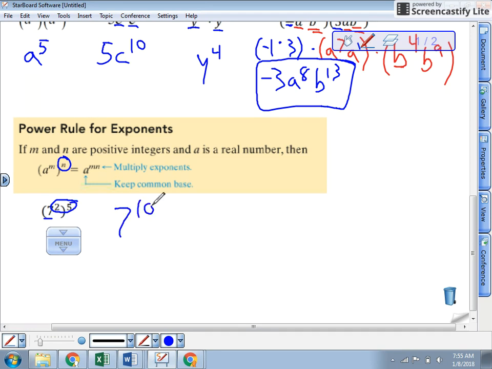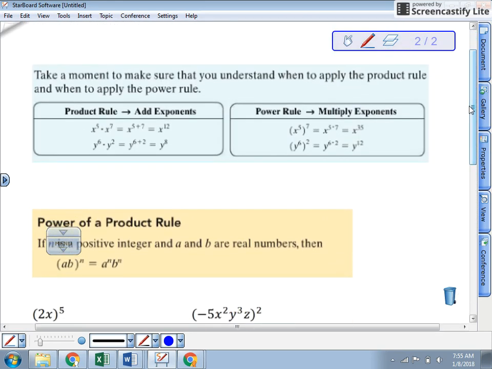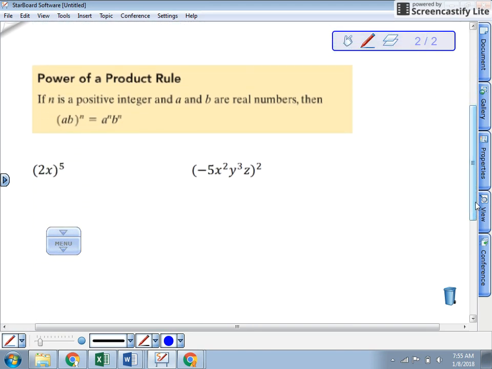Now, quick note, please be aware of when to use the product rule and when to use the power rule. Product rule is when we're multiplying same bases, and we're going to end up adding the exponents together. Power rule, again, looks like this. When you have an exponent that's being raised to another exponent, that's when you will multiply the exponents together. And then the final stage is just combining them together. So if we've got a product inside parentheses and an exponent on the outside, we have to distribute that exponent to each base.